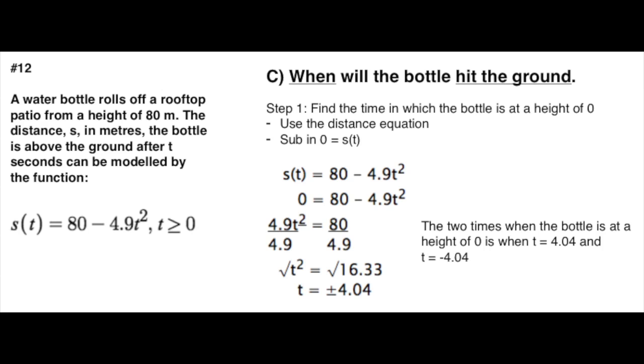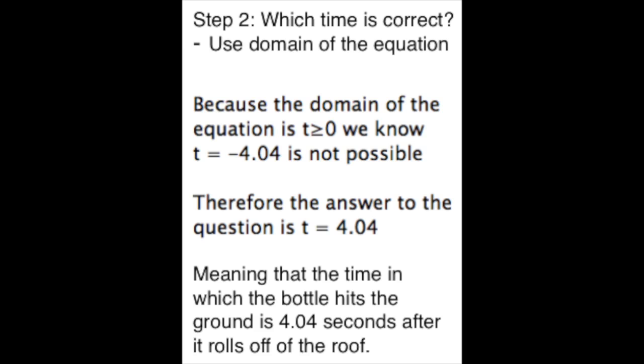For Part C, we need to find the point in time in which the bottle is at a height of 0. To do this, we must sub in 0 for s(t), because s(t) represents the height of the bottle. Using the equation 0 is equal to 80 minus 4.9t squared, it simplifies to t equaling positive and negative 4.04. Next, we must determine which time is correct.